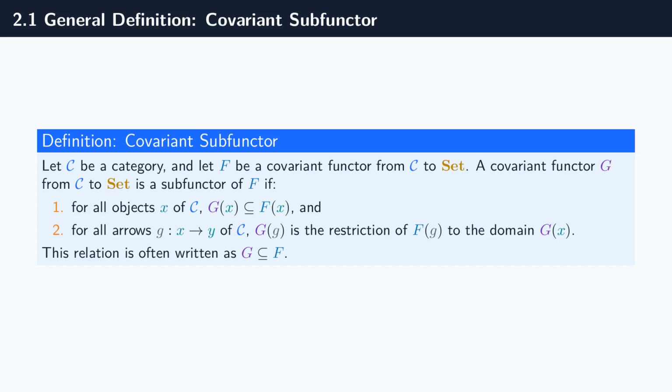For a covariant subfunctor, the direction is not reversed. We have a covariant functor F from C to Set, and a covariant functor G. At every object X, G of X is a subset of F of X. For every arrow g from X to Y, the function G of g is the restriction of F of g to the smaller domain G of X. The smaller functor follows the same motion as the bigger one.